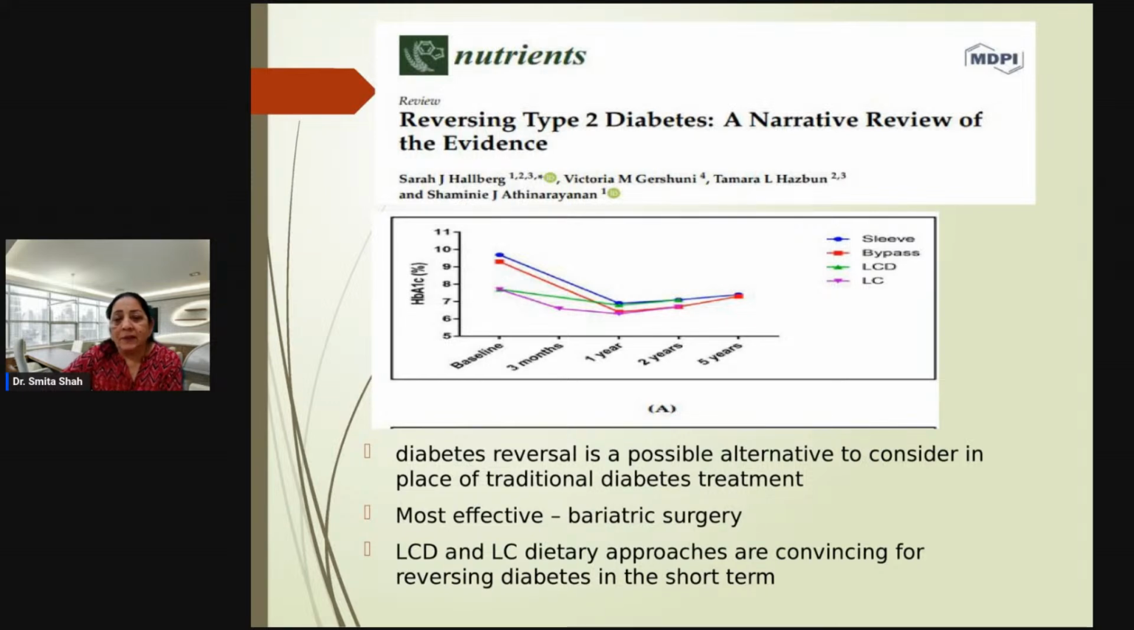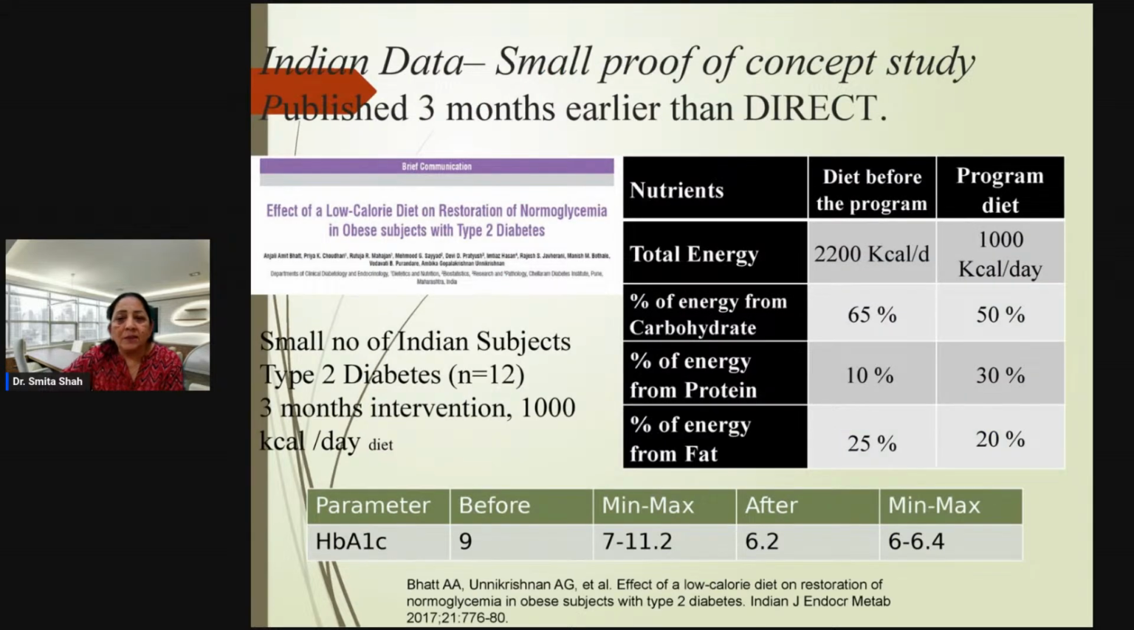So this reversal of type 2 diabetes is a narrative review for evidence that diabetes reversal is a possible alternative to consider in place of traditional diabetes management. In that, the most effective is bariatric surgery. Low calorie diet and low carbohydrate diet are good options for that, but only for a short time. So this is the Indian data.